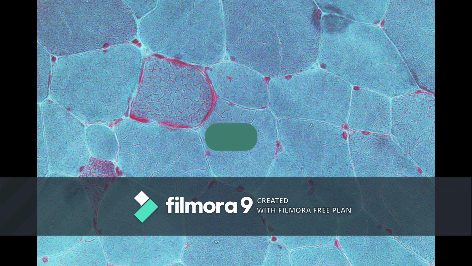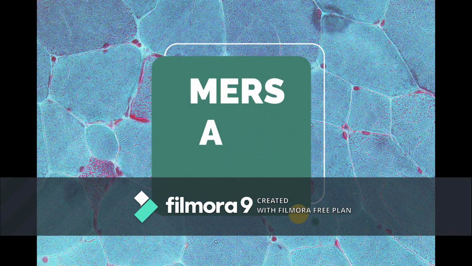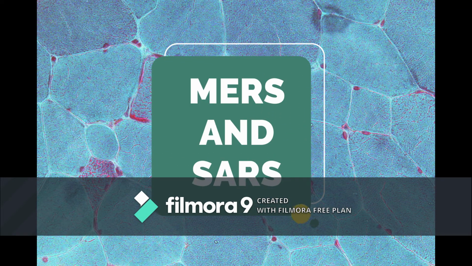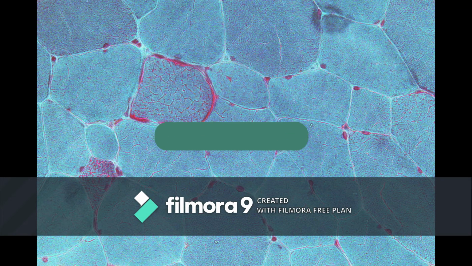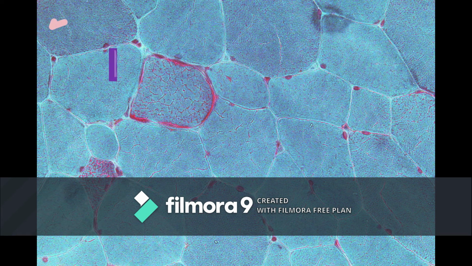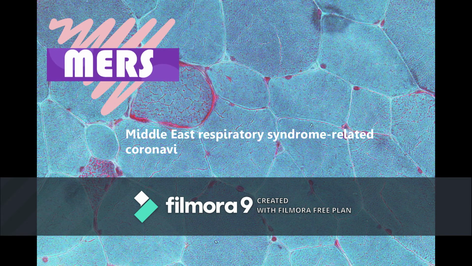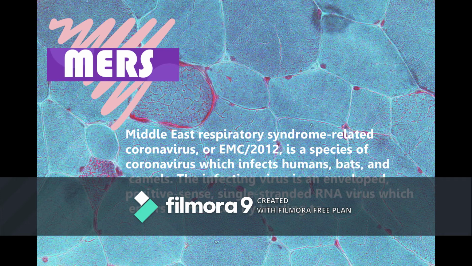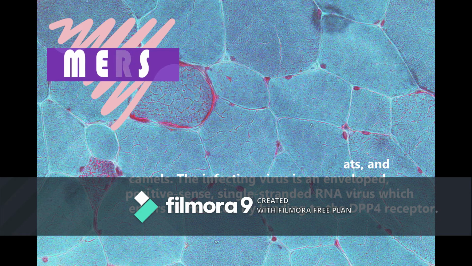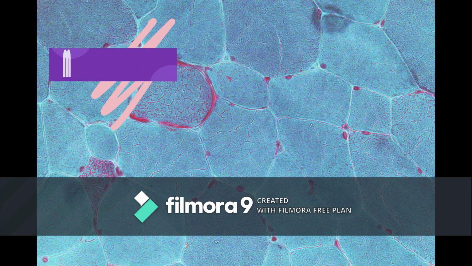Before getting into the symptoms, similarities, and differences between COVID-19, MERS, and SARS, first, what are MERS and SARS? MERS, also called Middle East Respiratory Syndrome, is a species of coronavirus which infects humans, bats and camels. The infecting virus is an enveloped positive sense single-stranded RNA virus which enters its host cell by binding to the DPP4 receptor.